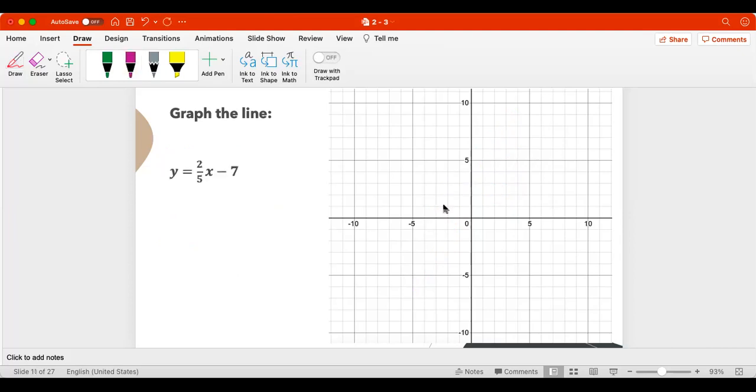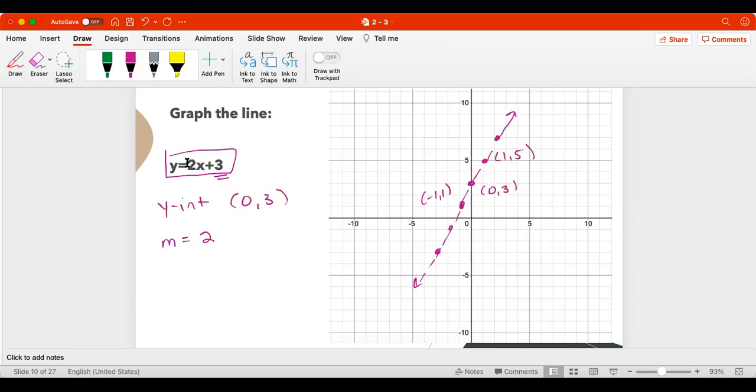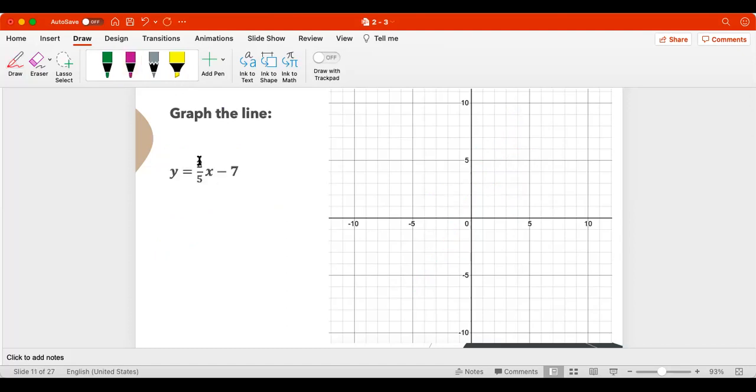Let's try another one. Let's graph 2 over 5x minus 7. I want to mention again, just in case you're confused, that 2 is the same thing as 2 over 1. We can always divide by 1, and that's why I'm going over 1 each time. So here the slope is 2 over 5. That's your m, which means I'm going to go up 2 and to the right 5. And then my y-intercept is 0, negative 7.